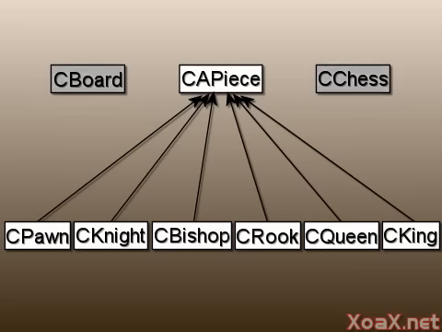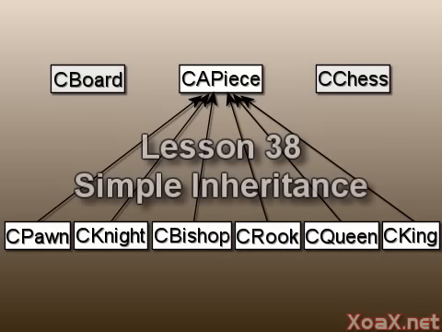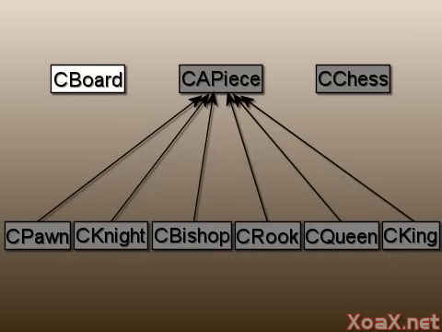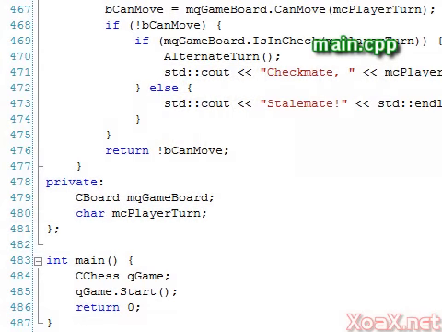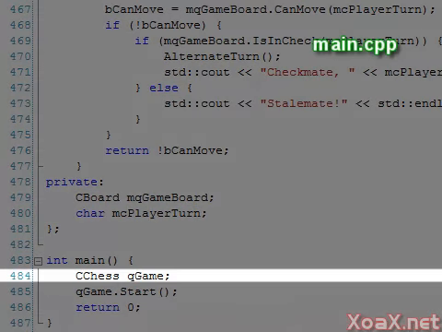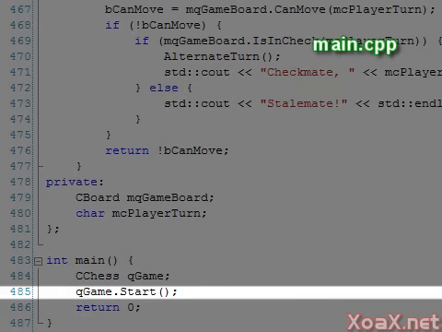Our program contains a base piece class and derived classes for each type of chess piece. We explained inheritance in Lesson 38. We also have a class to represent the game board and one called chess to run the game loop. Our main function just instantiates a chess game object and calls start on it.